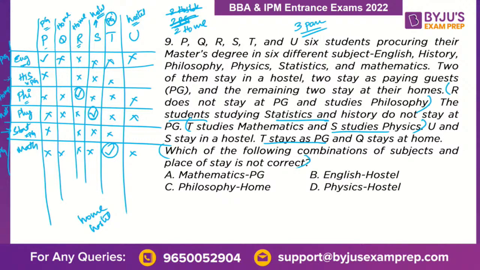Which of the following combination of subjects and place of stay is not correct? You can straight away see English is PG. But here, English is given to you as a hostel. Straight away there you're getting your answer. You don't even have to solve it further. So certain questions, you will unnecessarily waste time if you don't look at what is asked.